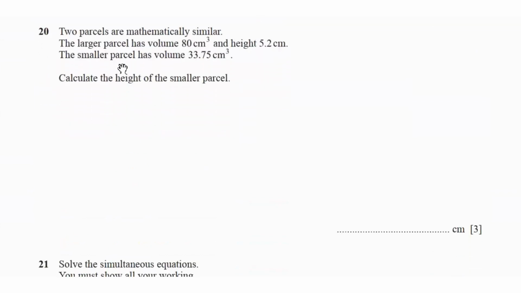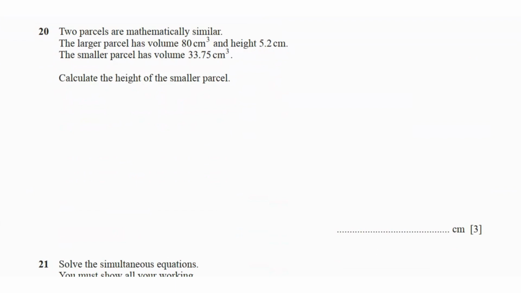Question 20 says two parcels are mathematically similar. The larger parcel has volume 80 centimeter cube and height 5.2 centimeters. The smaller parcel has the volume of 33.75 centimeter cube. Calculate the height of the smaller parcel.